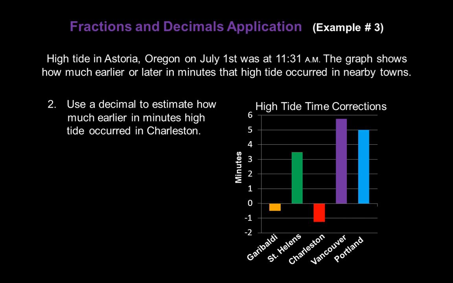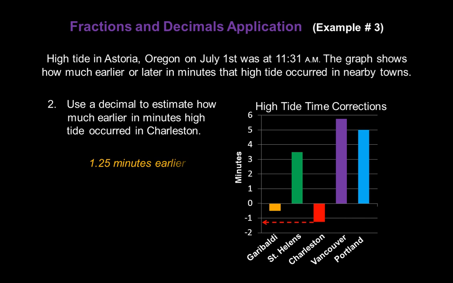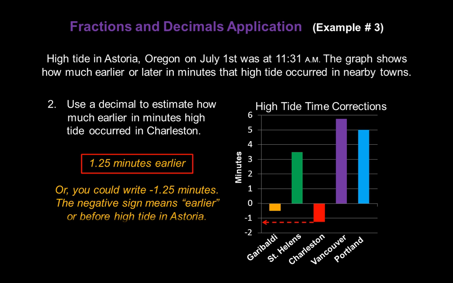Now use a decimal to estimate how much earlier in minutes high tide occurred in Charleston. First, find the bar for Charleston. That's the red bar. Now from the bottom of that bar, move straight over to the left and read the value off of the y-axis. It's just a little bit below negative 1 on the way to negative 2. So we'll read that as 1 1/4 or 1.25 minutes earlier. Or you could write negative 1.25 minutes. The negative sign would mean the word earlier, or before high tide in Astoria.